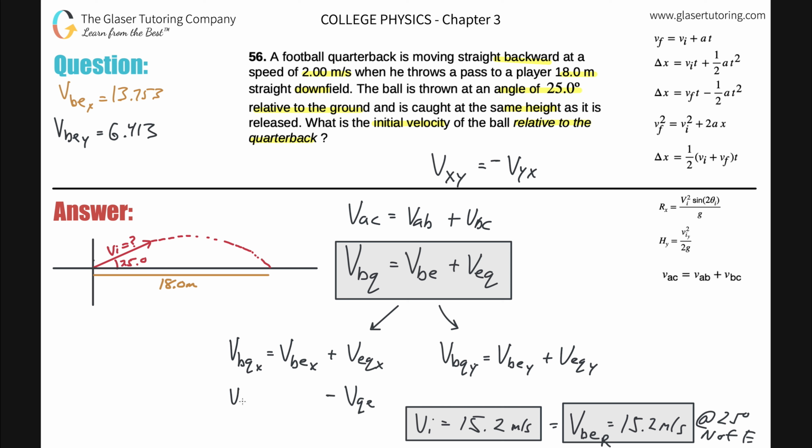So I have my new equation. How many new equations are there going to be? This should be it, and this is all in the x direction, and the same thing I'm going to do over here. The velocity of the ball relative to the quarterback in the y direction should be equal to the velocity of the ball relative to the Earth in the y direction minus the velocity of the quarterback relative to the Earth in the y direction.